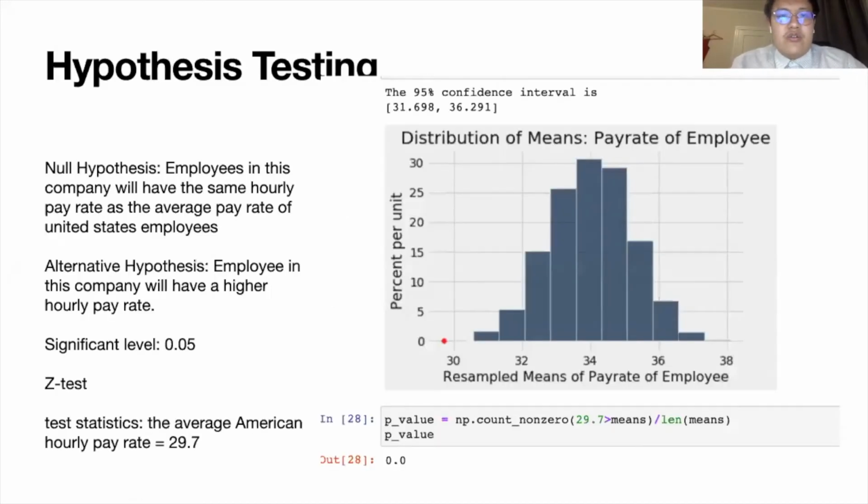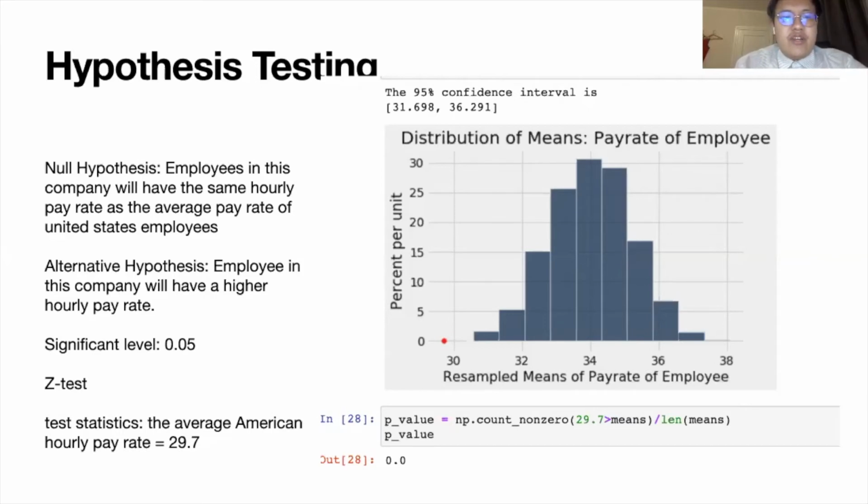So first, to tackle our first research question, we did a hypothesis testing. Our null hypothesis is that the employees in this company have the same hourly pay rate as the average pay rate of United States employees. And our alternative hypothesis is that the employees in this company have a higher hourly pay rate than the United States average employee hourly pay rate.